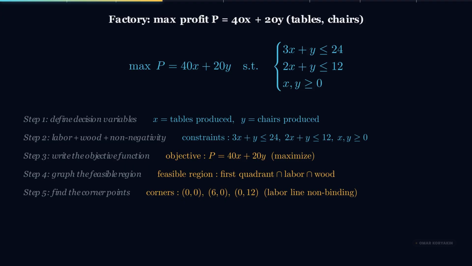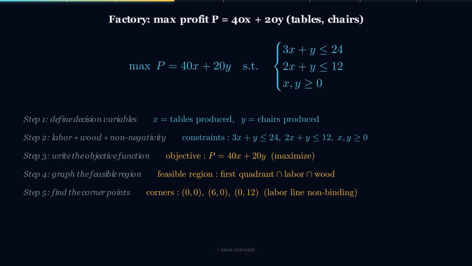Subtract: x equals 12. Wait, let me recheck. Subtracting the second from the first gives x equals 12, which is outside the feasible region, because at x equals 12 the wood constraint requires y less than or equal to 12 minus 24 equals negative 12, which violates y greater than or equal to 0. So the labor and wood lines intersect at (12, negative 12), outside the feasible region. So that pair intersection is not a corner.